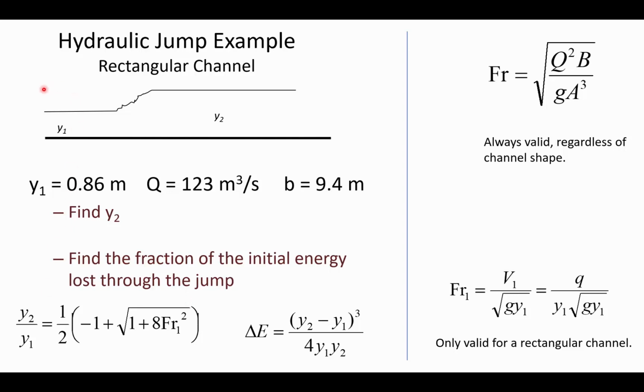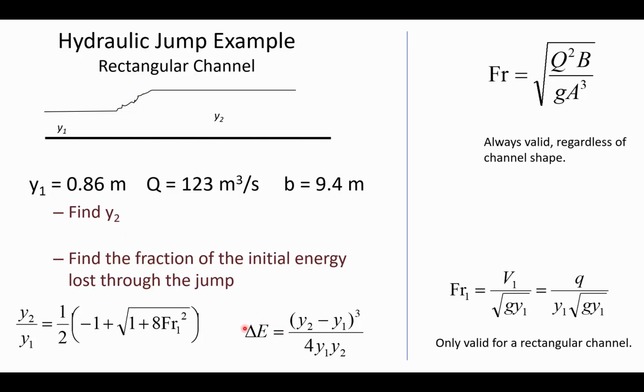Here we have an upstream depth of 0.86 meters. It's a rectangular channel, thank goodness. That makes things a little bit easier for us. It makes it easier, for example, to calculate the Froude number. We want to find out, number one, what will be the downstream depth after it goes through this rapid transition, and then what fraction of the initial energy was lost.